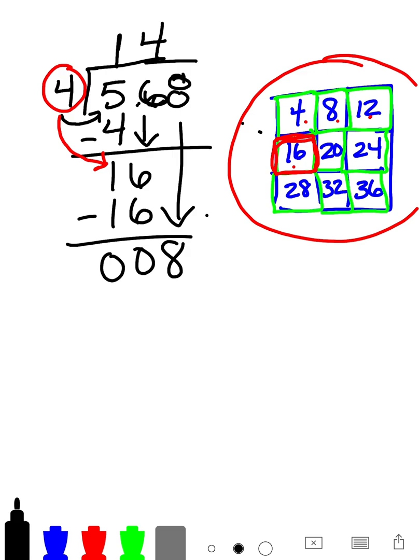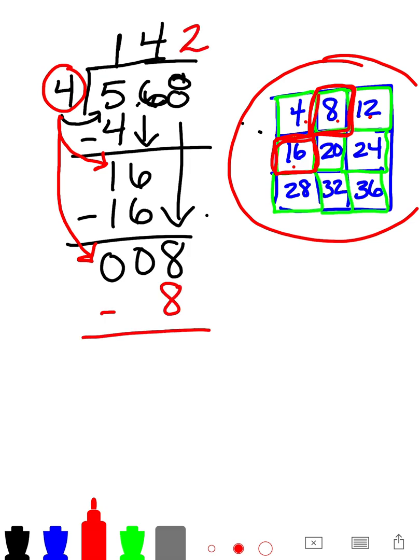Now I need to know how many times does 4 fit into 8? Well, I can look over here in my count by box and I see 8 on the board, okay? So I know it fits 2 times, because it's in the second square. 2 times 4 is 8, and we subtract.